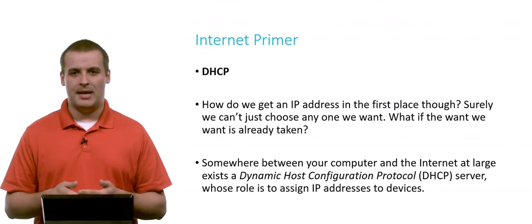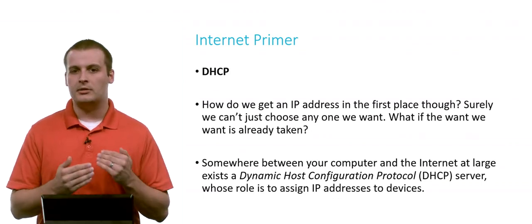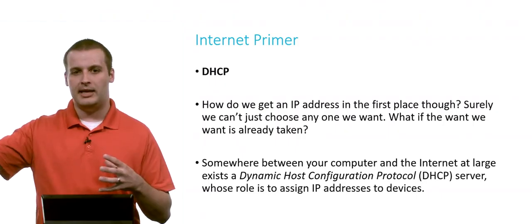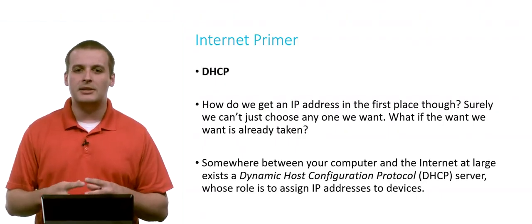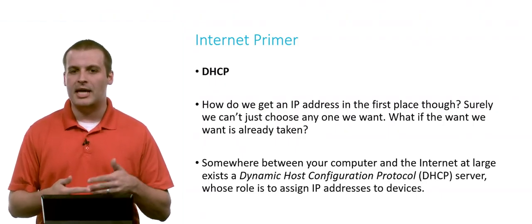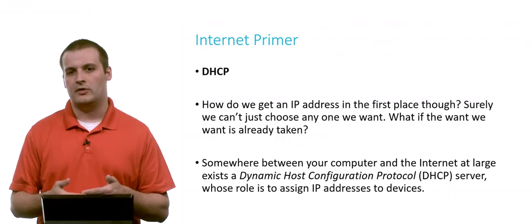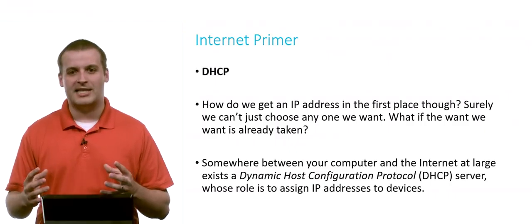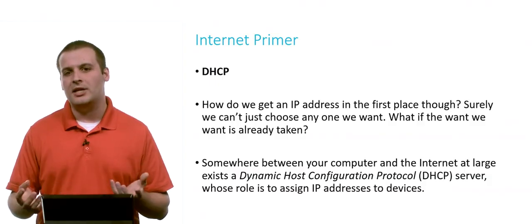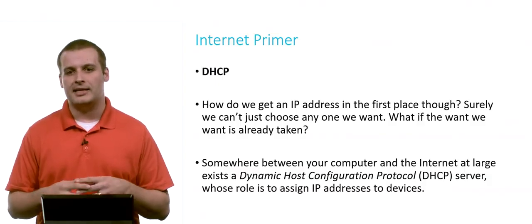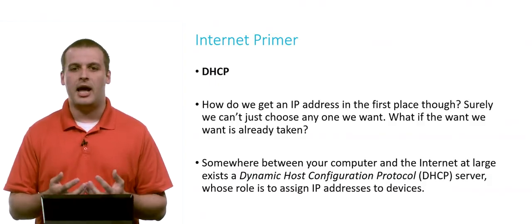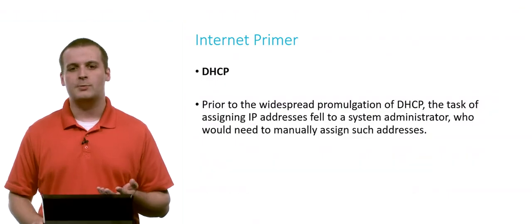So the way that we get an IP address is somewhere between our computer and the internet, that big internet out there, there's something called a DHCP server, a Dynamic Host Configuration Protocol server. It's a big mouthful of text, but really all it does is it assigns you an IP address. Your DHCP server has a list of addresses that it can validly assign, and it gives you one. That's pretty much all there is to it.